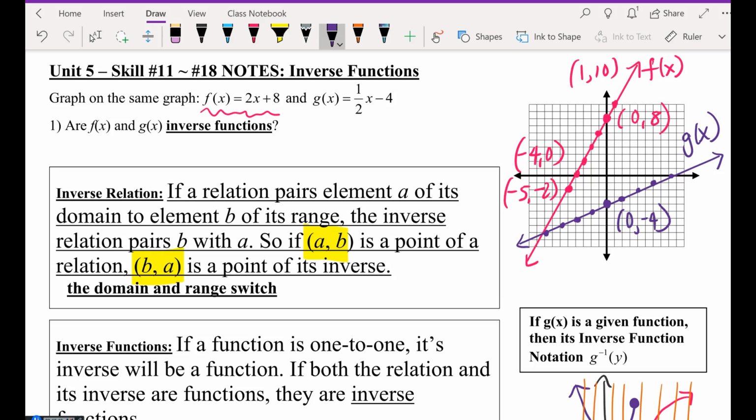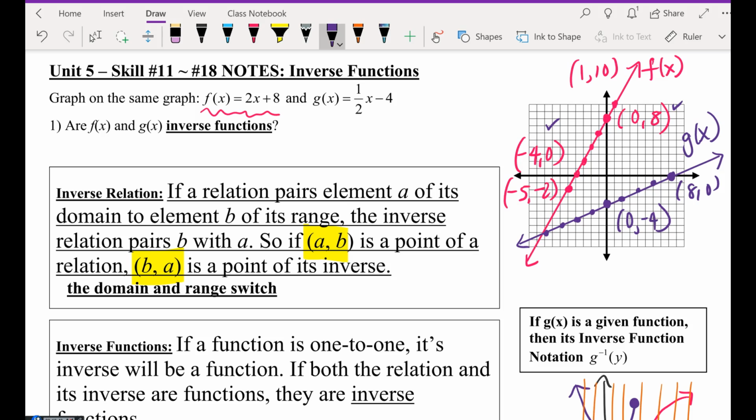They are switched, okay? So the first point I see is -4, comma 0. Is there a point on the purple that is 0, comma -4? Yes. Yeah, we have it already, so check that off. Is there a point on the purple that is 8, comma 0? Yes. Is this right here 8, comma 0? Yes. Okay, so check. Is there a point on the purple that's 10, comma 1?